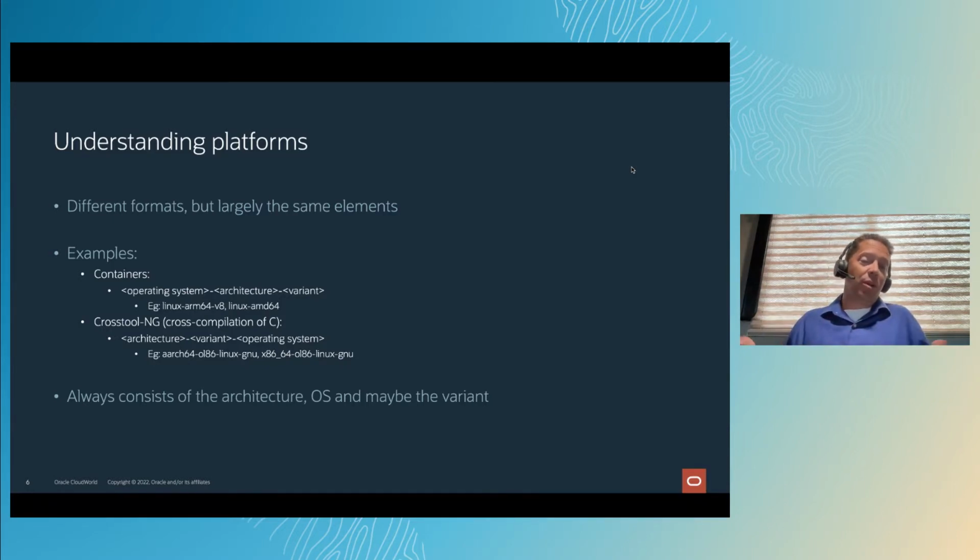Now, again, when we start getting into other ecosystems, such as, I'll pick on crosstool-NG, which is a great solution here for cross-compilation of C applications, they'll use architecture hyphen the variant hyphen the operating system. So you'll notice some examples here would be aarch64-ol8-linux-gnu. So we start looking at some of these different differences. Understand, again, the platform in a nutshell is going to be able to convey quickly and concisely the architecture, the operating system, and maybe the variant.